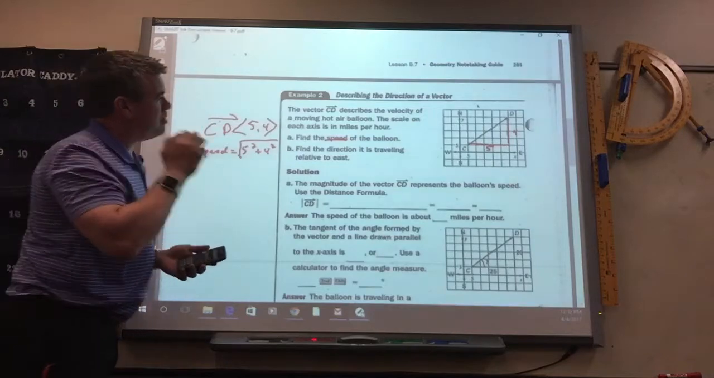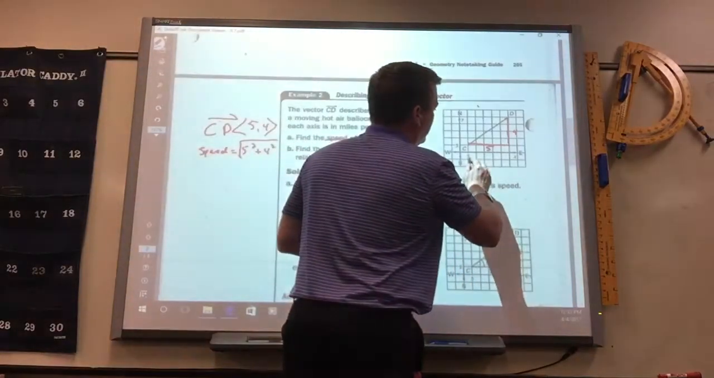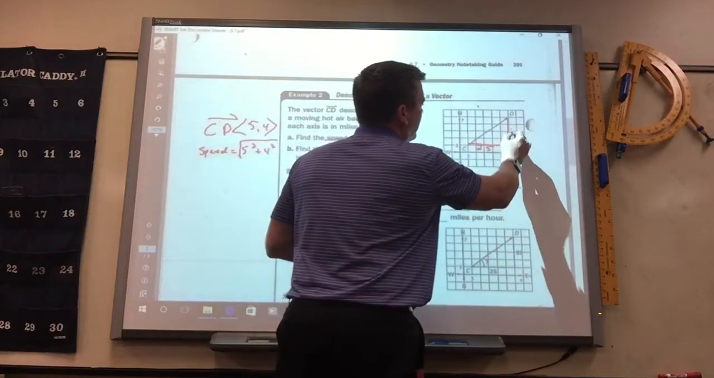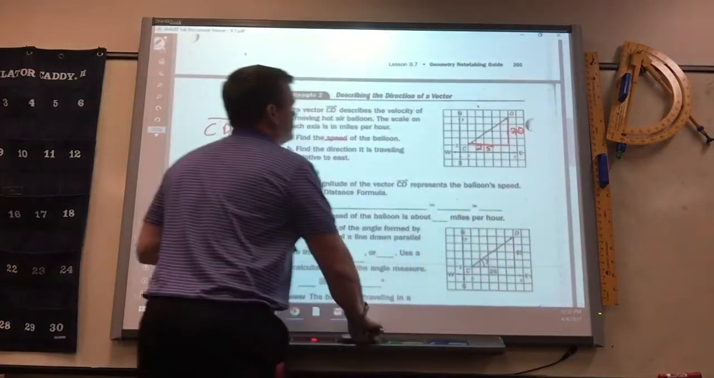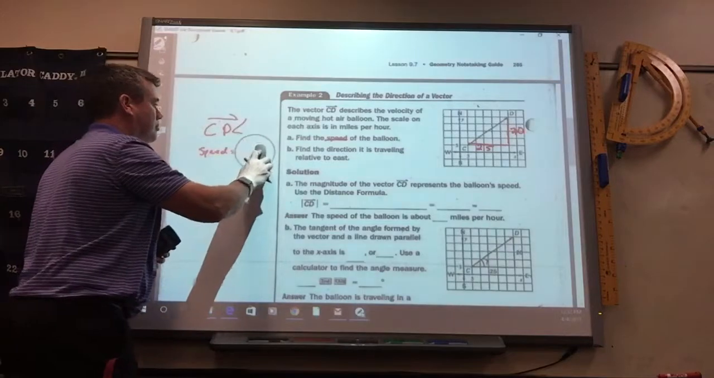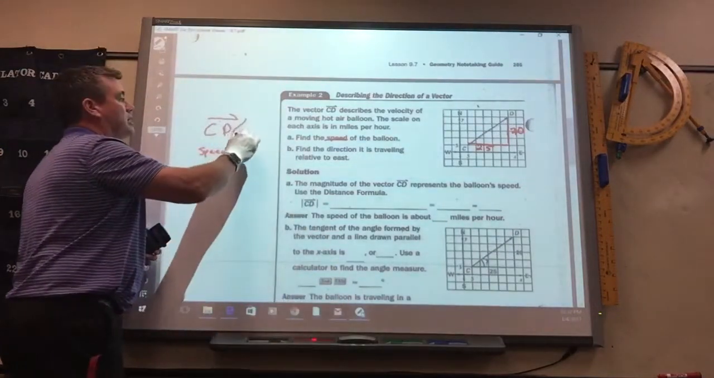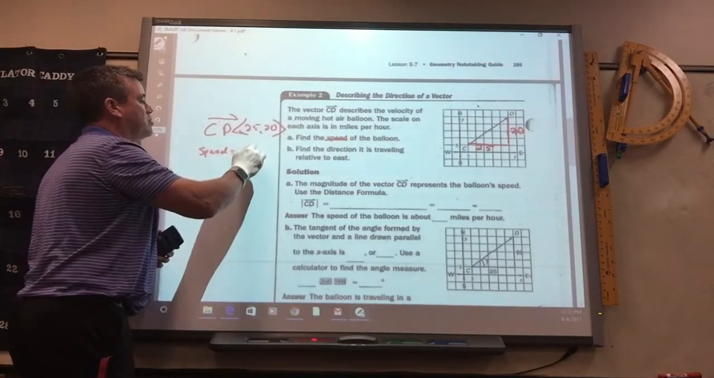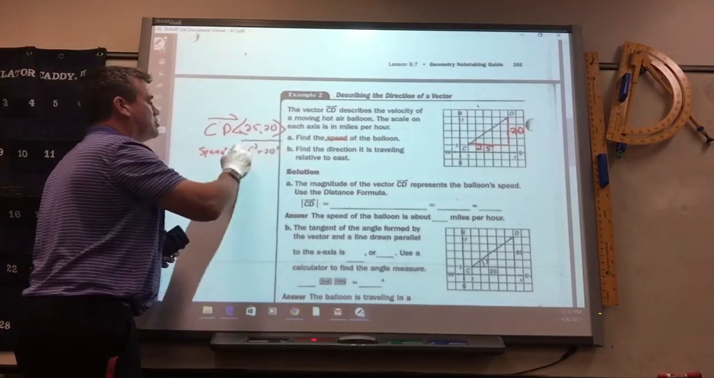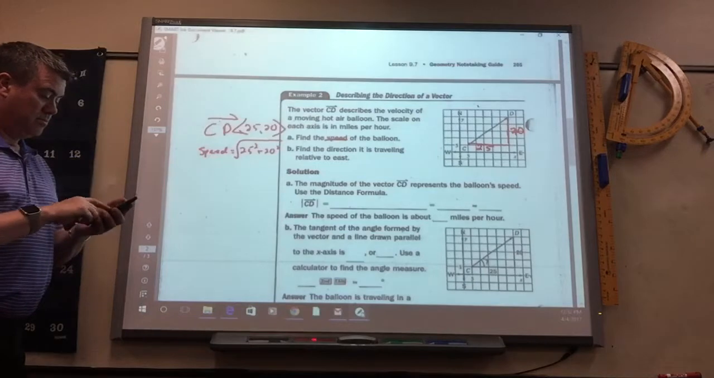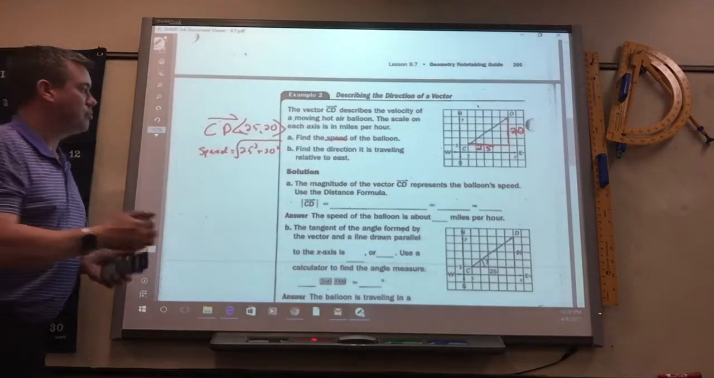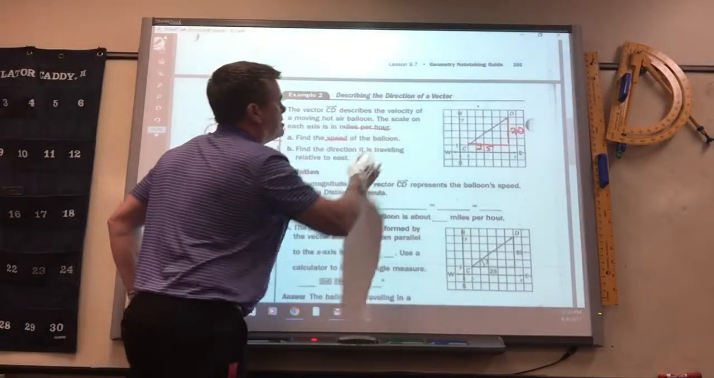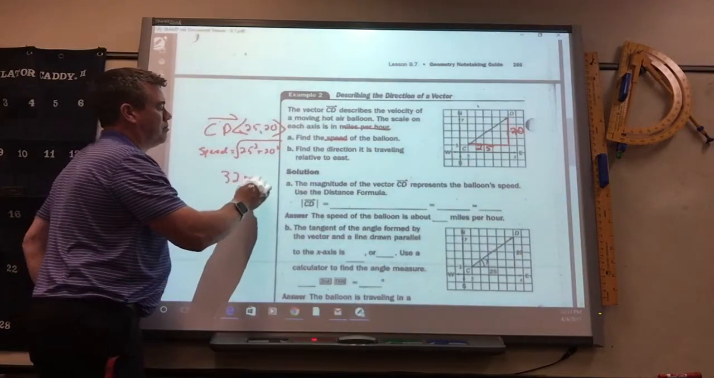But I messed up already. These go by fives. So this is 25 and that's 20. So we've got to go 25 squared plus 20 squared and then square root it. 32.01, so it's 32, and it's in miles per hour.